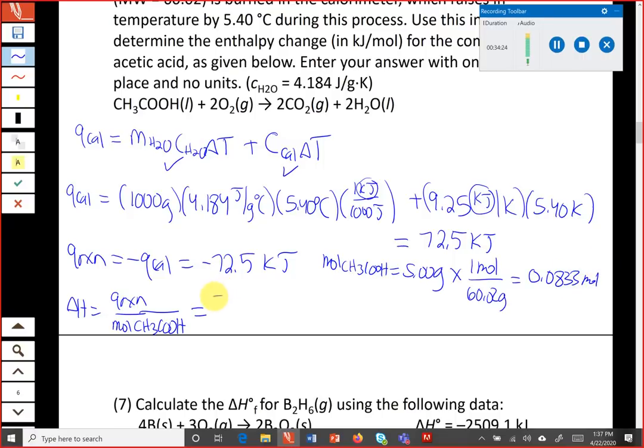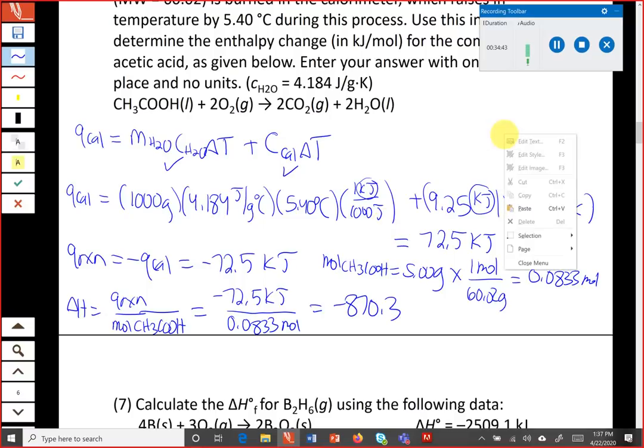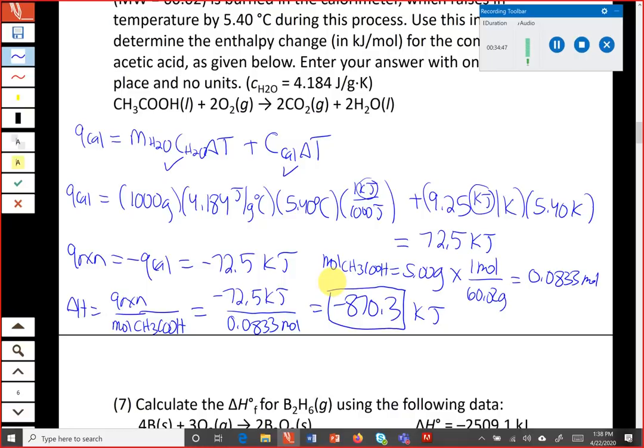So that's what we're going to divide. We're going to take the heat of reaction, minus 72.5 kilojoules, which is the amount of heat for burning 5 grams. We're going to divide that by the corresponding amount in moles to figure out how many kilojoules per mole that we're going to have. And that's going to be minus 870.3. This was another numerical question, one in 1 decimal place, so we're going to leave it as that. All right, so this tells us that when we burn 1 mole of acetic acid, delta H is minus 870.3 kilojoules.